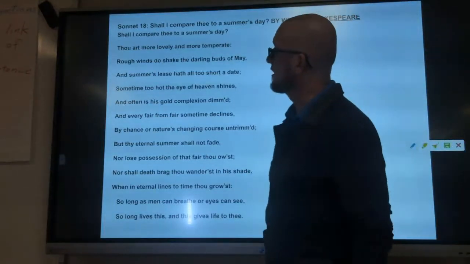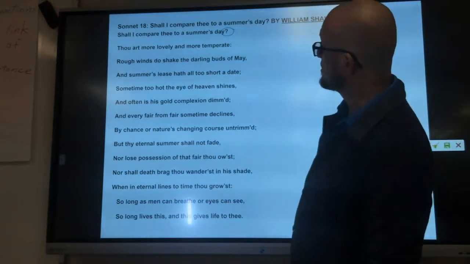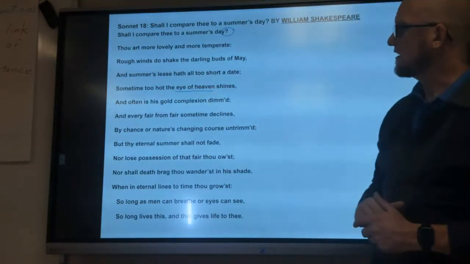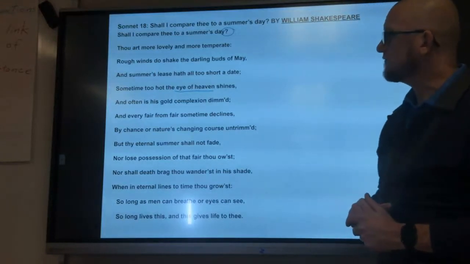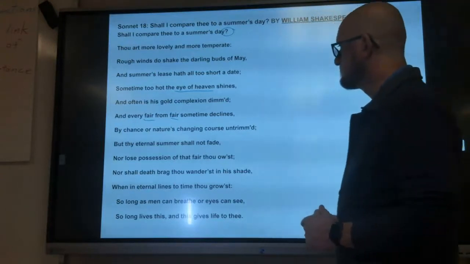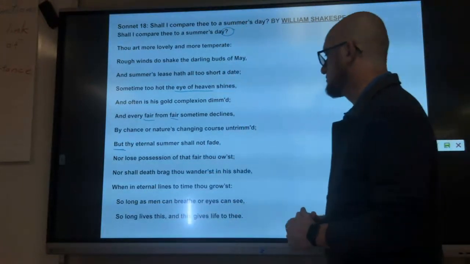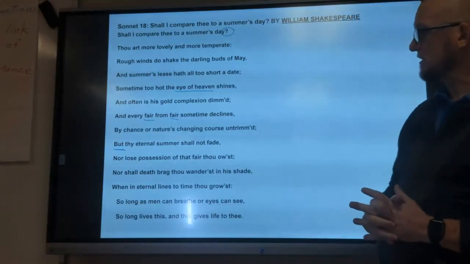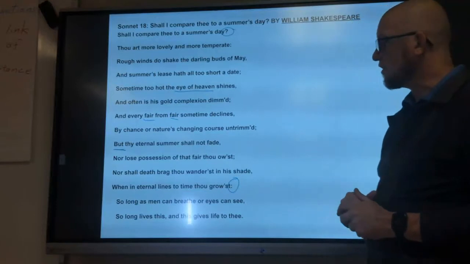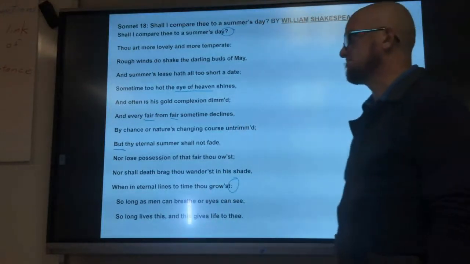Shall I compare thee to a summer's day? Thou art more lovely and more temperate. Rough winds do shake the darling buds of May, and summer's lease hath all too short a date. Sometime too hot the eye of heaven shines, and often is his gold complexion dimmed, and every fair from fair sometime declines, by chance or nature's changing course untrimmed. But thy eternal summer shall not fade, nor lose possession of that fair thou ownest, nor shall death brag thou wanderest in his shade, when in eternal lines to time thou growest. So long as men can breathe or eyes can see, so long lives this, and this gives life to thee.